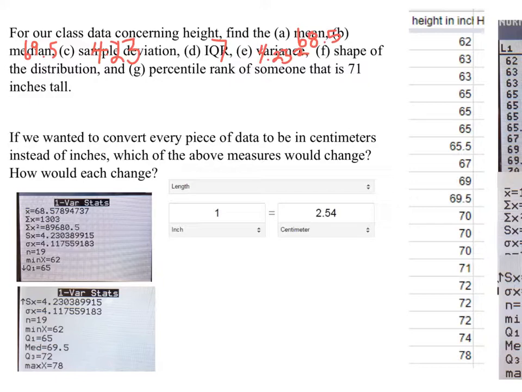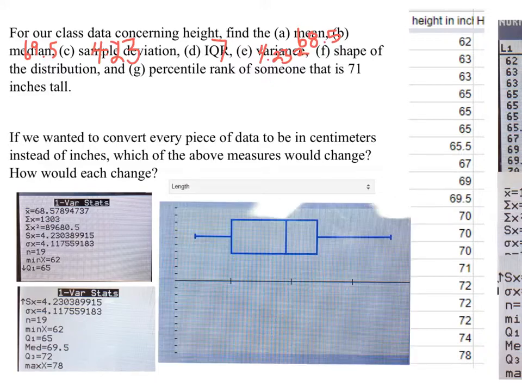In terms of the distribution and the shape, if you actually graphed it, if you get a plot of it, let me pull one in quick. Here's a modified box plot, so you can see there aren't any outliers. To me, it looks pretty symmetric. Okay, so I'm going to say symmetric.